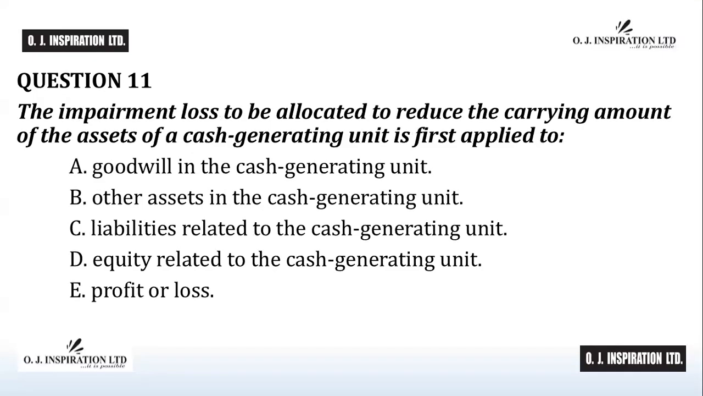Question number 11. The answer to question number 11 is A. Goodwill in the cash generating unit. The impairment loss is allocated to reduce the current amount of the assets in a cash generating unit in the following order. 1. To reduce the current amount of any goodwill allocated to the cash generating unit. And 2. To the other assets of the cash generating unit pro rata on the basis of the current amount of each asset in the cash generating unit. A is the answer to question number 11.